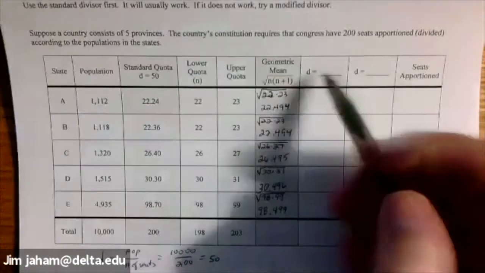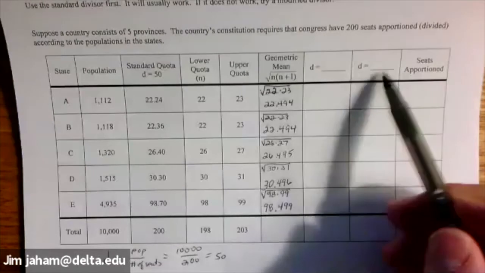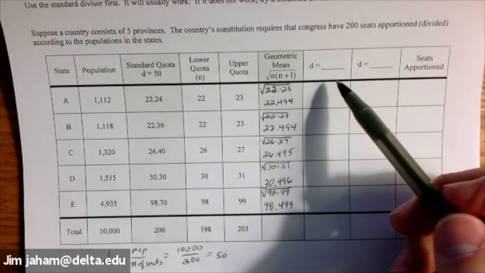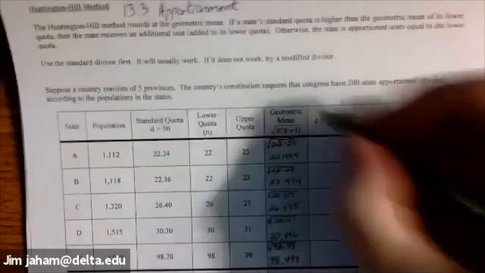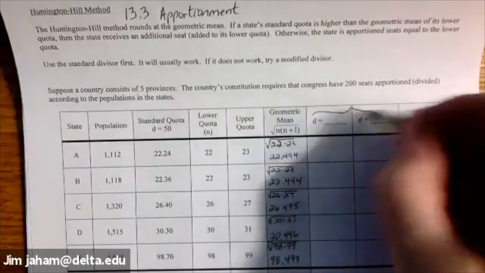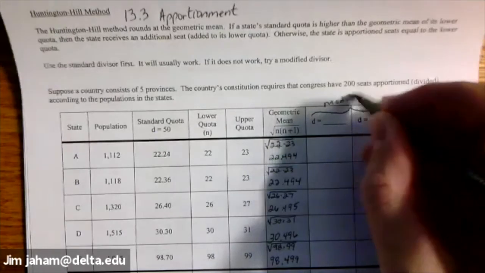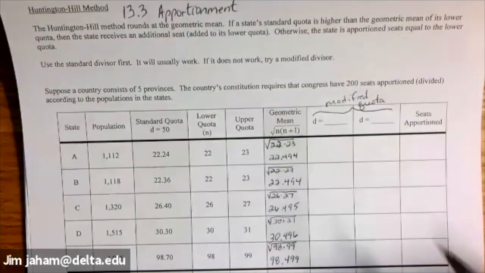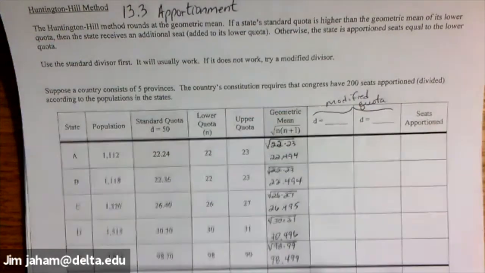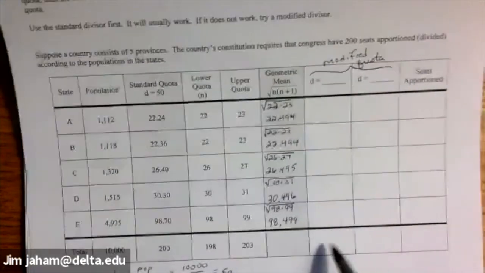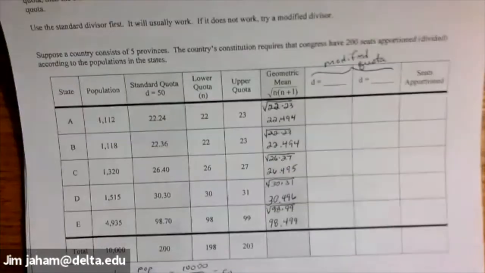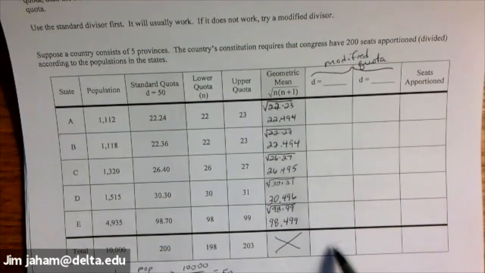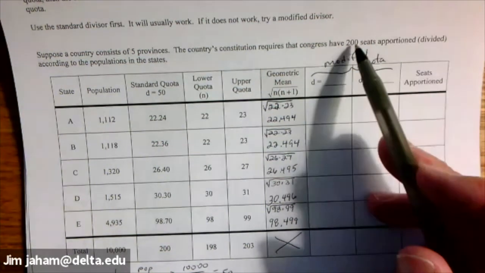All right, I have a couple of D's here because this is going to be my worksheet. These are modified quotas. I'll put the decimal in here and then we'll round them according to the geometric mean and see if we get what we need down here, which is the 200 seats.